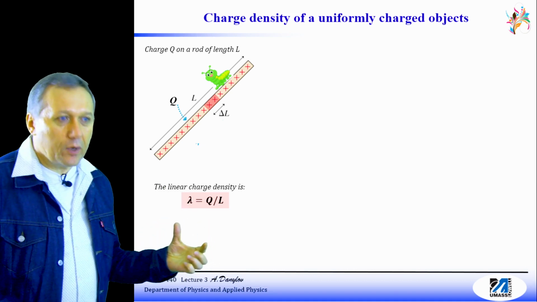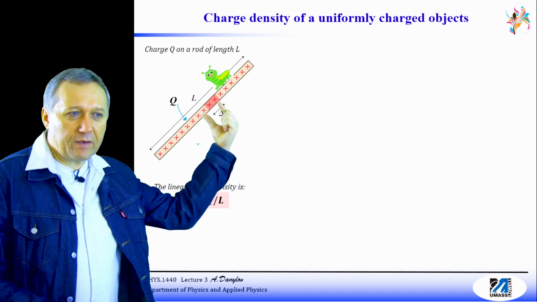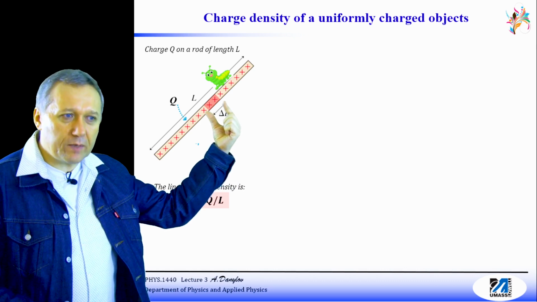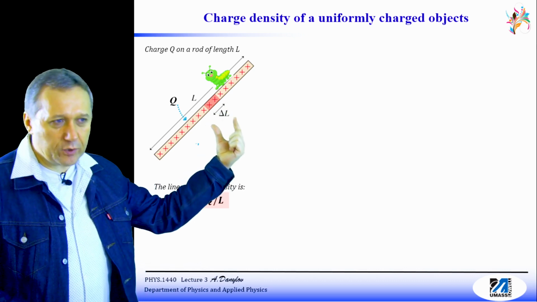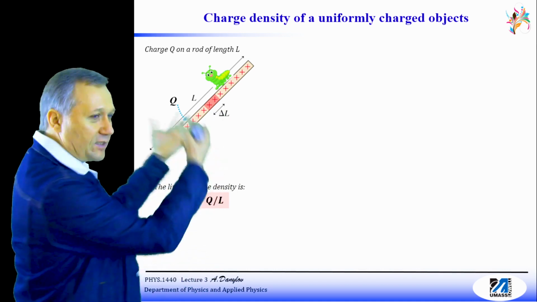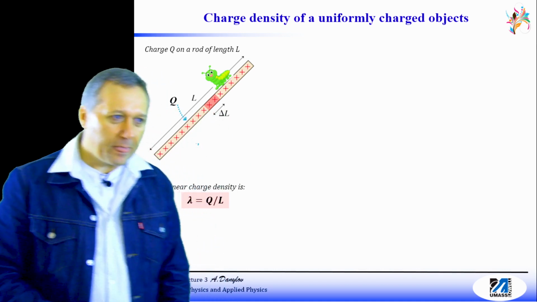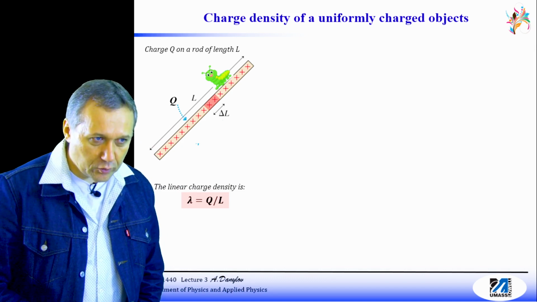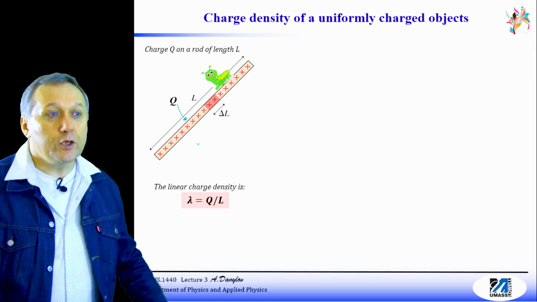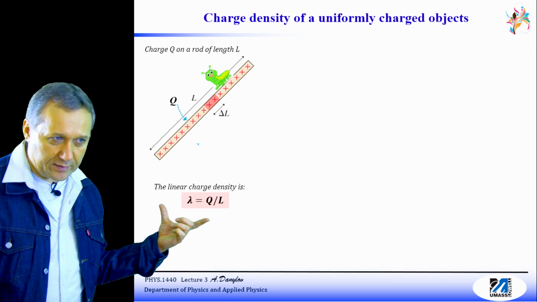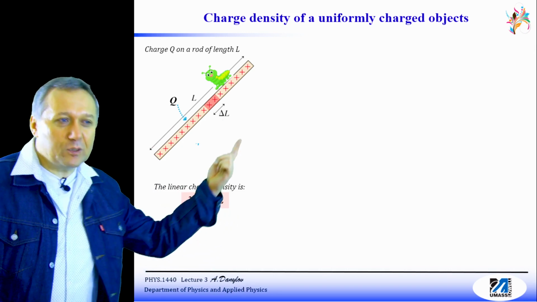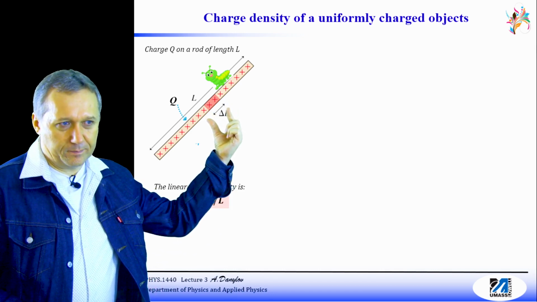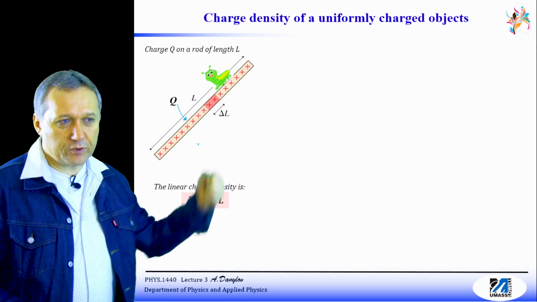Now, next step. What if we have this small section delta L? I want to know the amount of charge only in this particular section delta L. Well, let's say this belongs to me. I want to know how much charge I'm going to have in that small section delta L. In order to find that amount of charge in that delta L, you need to take this linear charge density and multiply it by the length of this section delta L. And that will give us the amount of charge in that small section.